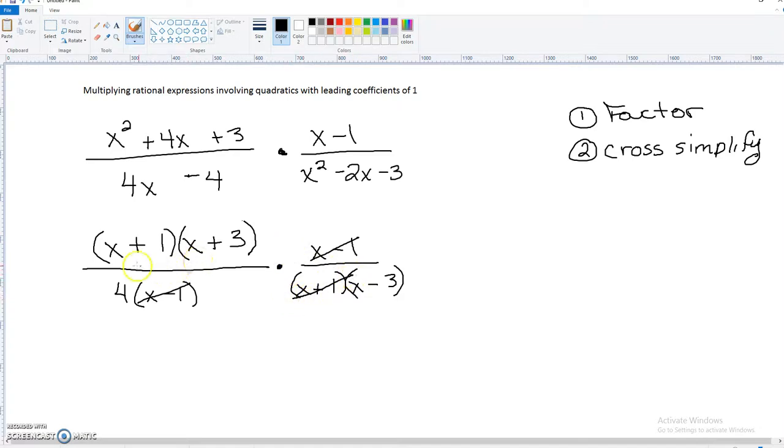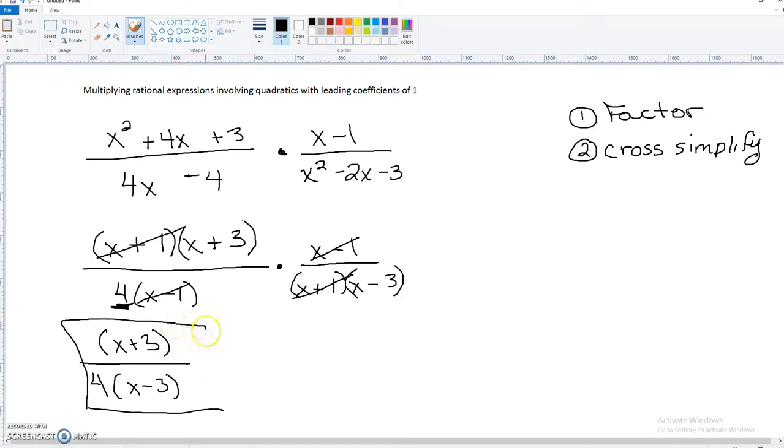This x plus 1 and this x plus 1 cancel. So here we've got x plus 3. It's the only thing left on top. On bottom, be very careful. Sometimes we kind of forget our whole numbers if they're kind of left alone. So we've got that 4 and then x minus 3. So this would be the answer for this particular example.